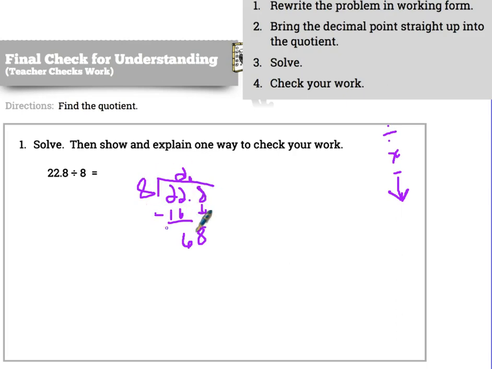Now, how many groups of 8 would fit into 68? Well, that would be 8. 8 times 8 is 64. Subtract: 4. Well, I don't have anything left in my dividend. So I know that I need to write this as a decimal, so I'm going to write a 0. And now I'm going to bring down that 0, and 8 goes into 40 5 times. 5 times 8 is 40, and you are done.